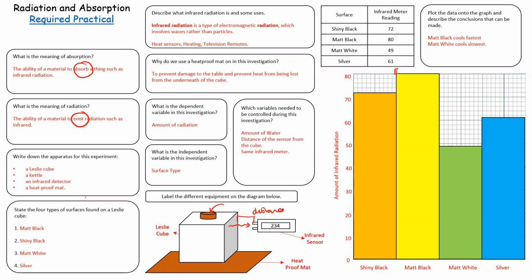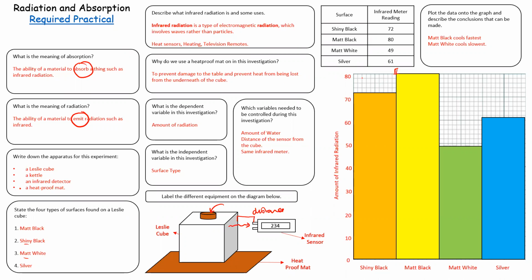Equipment: a heat-proof mat, that will help protect any surfaces, and obviously a kettle to boil the water. Different Leslie cubes have different colours. My one in my drawer has got copper on the side, so it really doesn't matter, as long as you've got a shiny and matte and black and white and silver, you've got variations there. And what they will generally ask is which surface is the highest for radiation. That means highest heat given off.